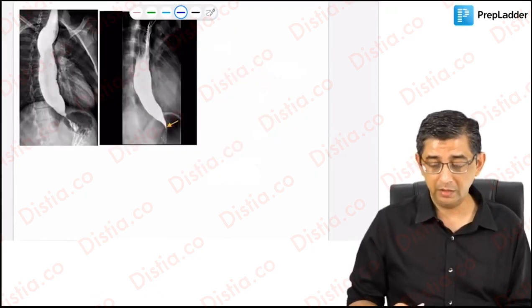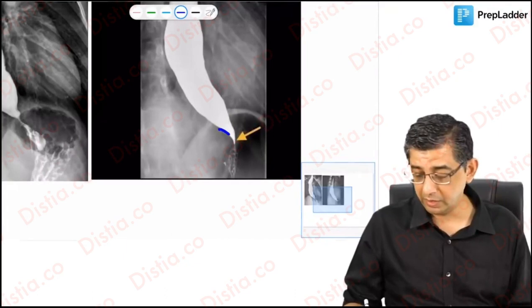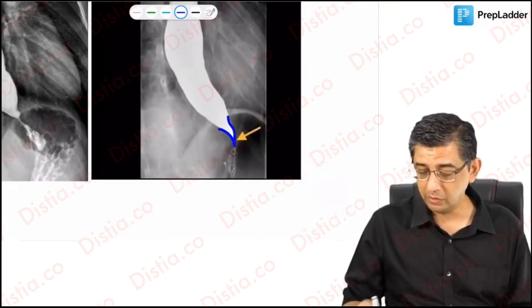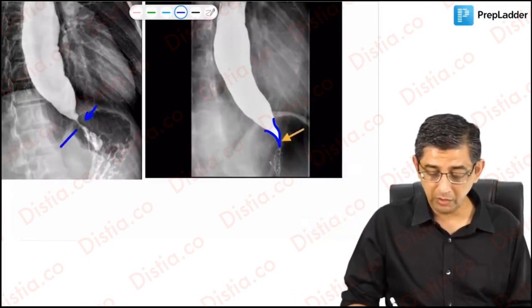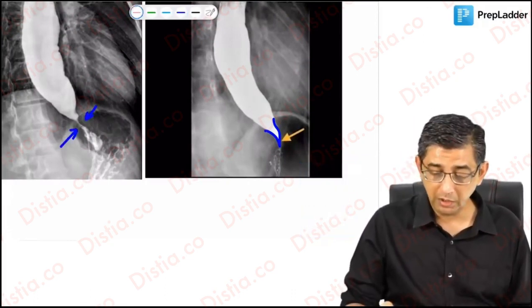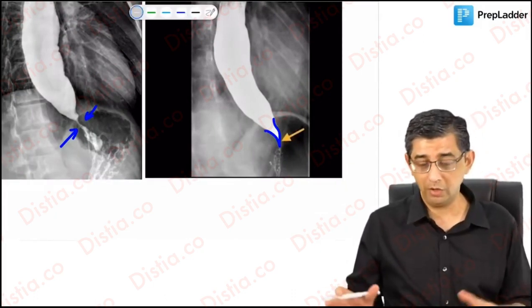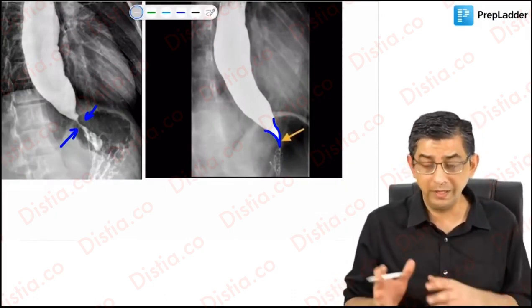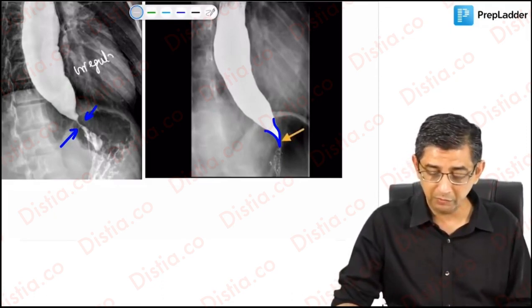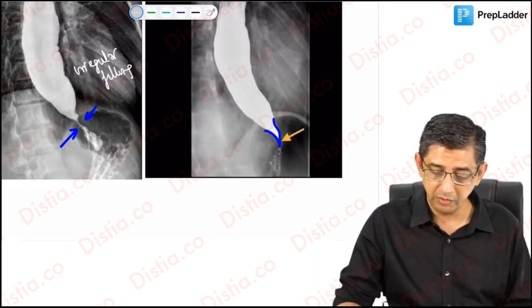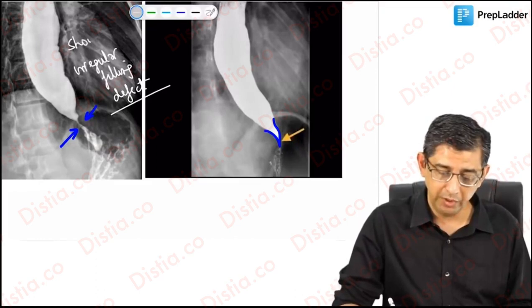Here, I want to highlight two diagrams simultaneously. In one of them, you can definitely notice a very classical bird beak or a pencil tip appearance. But in the second one, you will notice that there is an irregular filling defect that is present. So the key word is, you see, the word rat tail versus pencil tip is disputed, because both have English nomenclature being used. For we as doctors, we need to mainly remember the word irregular filling defect versus the regular filling defect. In fact, sometimes in MCQs, he might even use the word shouldering sign.